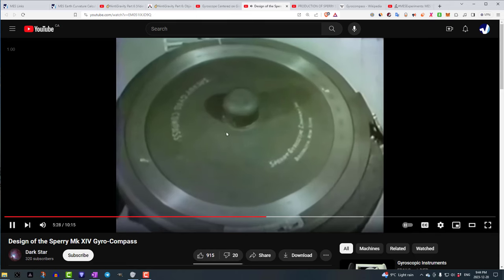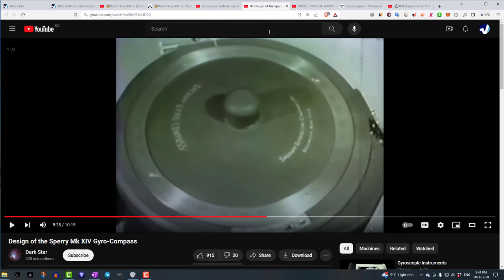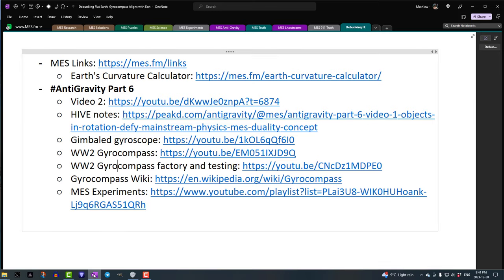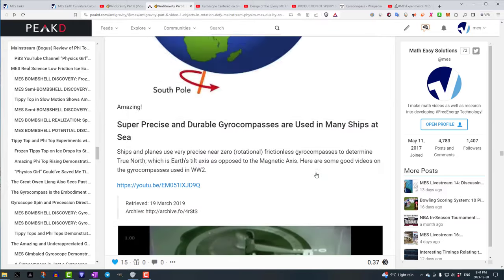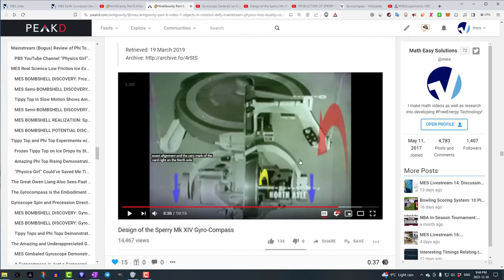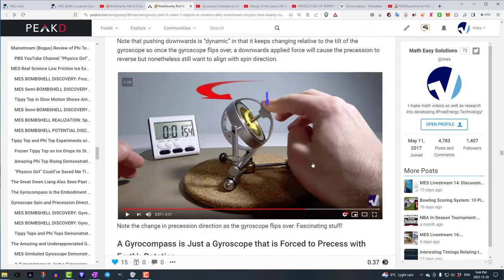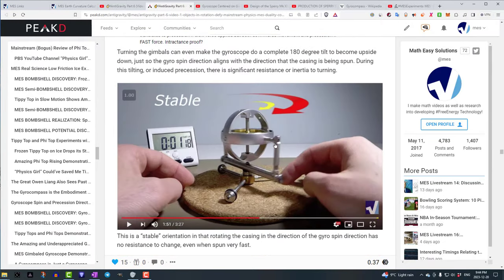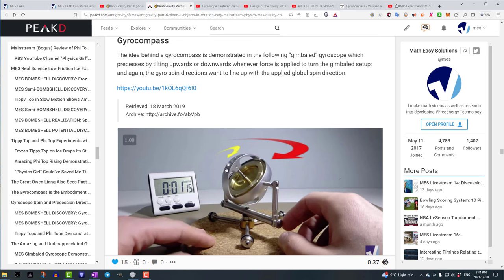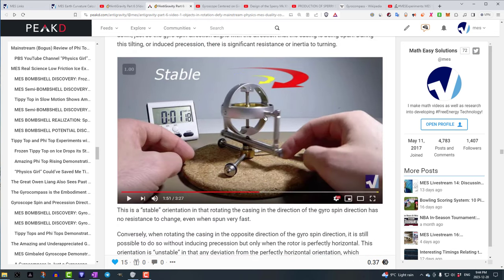All right, anyways, the rest of the video discusses some more sensitive element and so on. So that is what I wanted to show, and also go back to this setup right here. So it has a phantom element, has the compensator weights, and then as the Earth's rotation is shown in this red, it induces the same thing as applying your finger to this torque right here. It's the same idea as applying a torque to this, and then it's going to move to align it. So when you press this, this is going to move to align, spin, and precession directions.